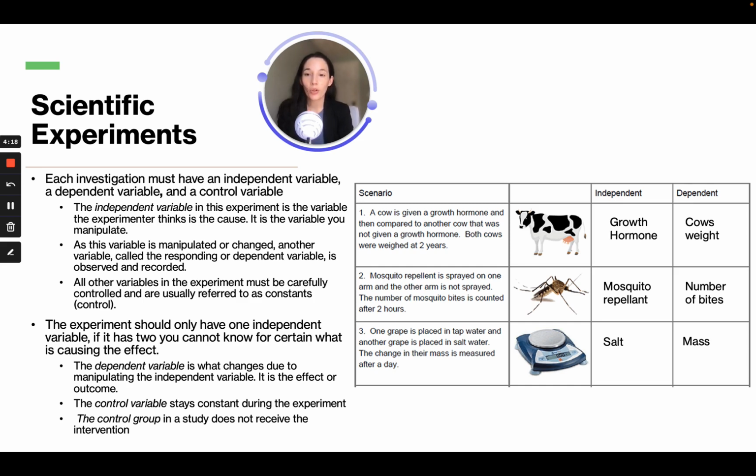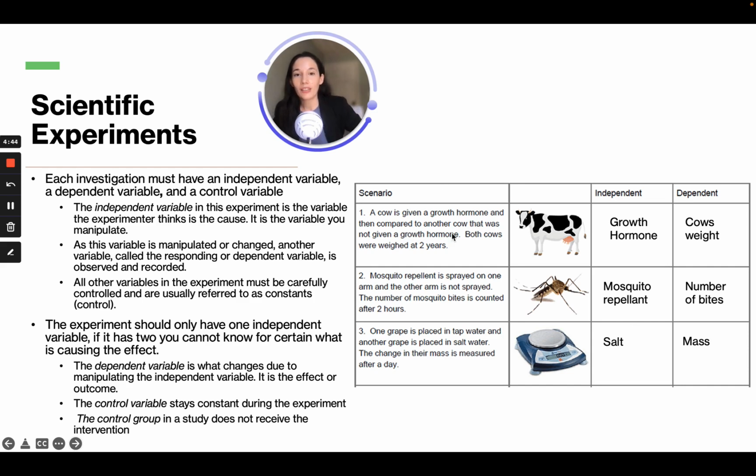The experiment should only have one independent variable. If it has two, you cannot know for certain which one has caused the effect. The dependent variable is what changes due to manipulating the independent variable. It is the effect or outcome. The control variable stays constant during the experiment, and the control group in the study does not receive the intervention.